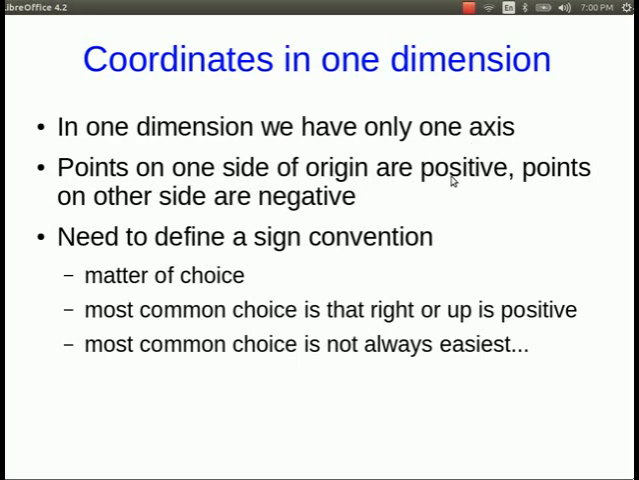And on one side, positions are positive, and on the other side of the origin, positions are negative. So that sets up a sign convention, and that sign convention now carries through for all other quantities that have a direction, like velocities and so on. And just note that it's a choice which way you say is positive. It's also a choice where you set your origin.